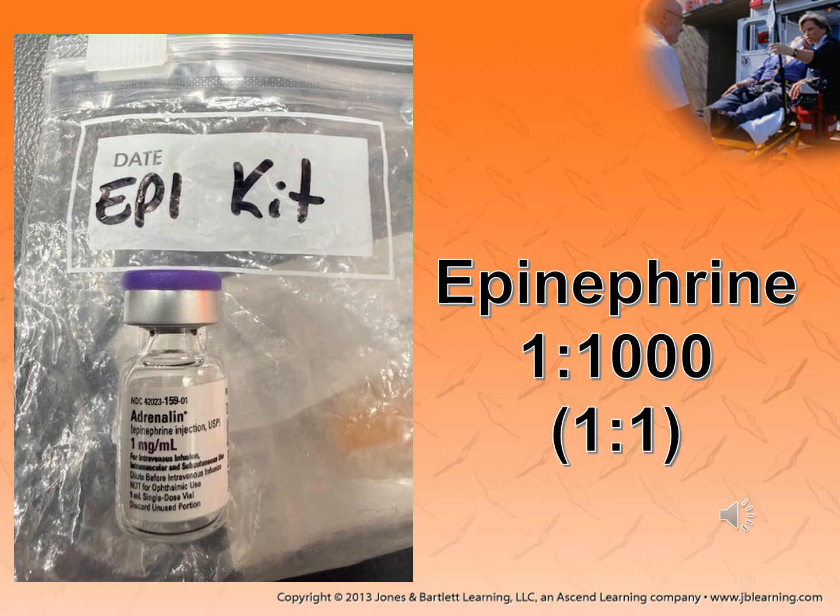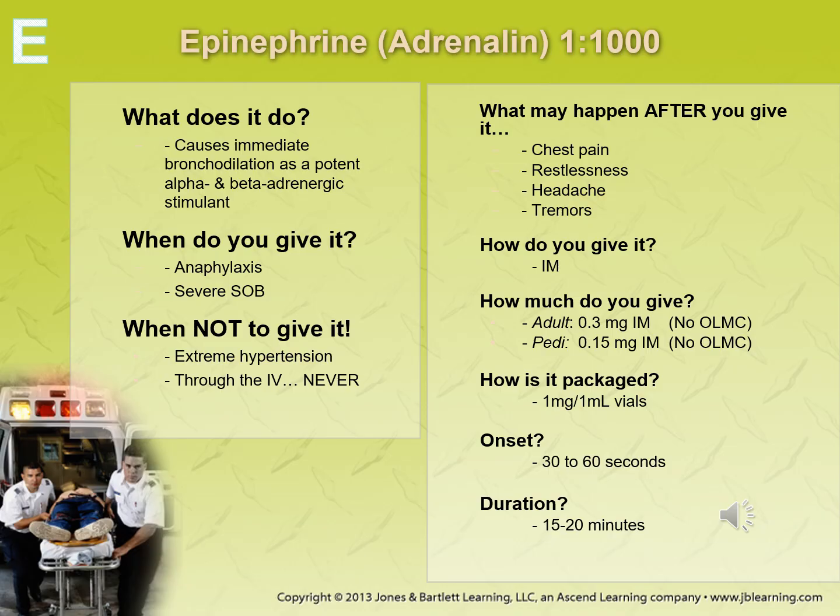Epinephrine, 1 to 1,000, also known as 1 to 1. EMT level, so we can give it right across the board. It's a sympathetic agonist, meaning it is a sympathomimetic. It blocks histamine receptors and overrides the sympathetic nervous system, meaning fight or flight with adrenaline.